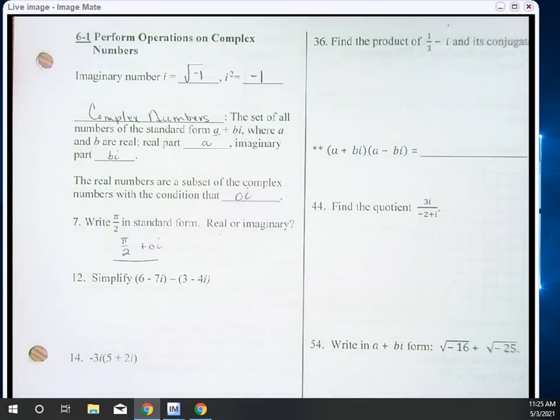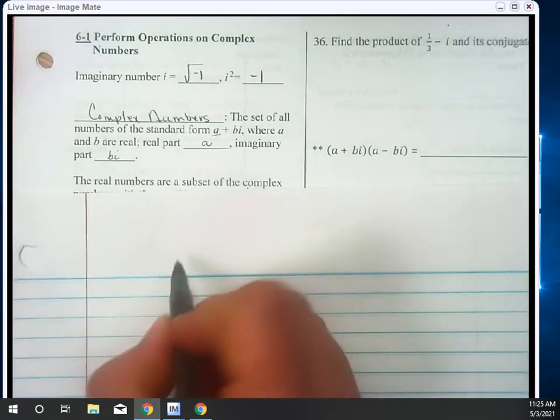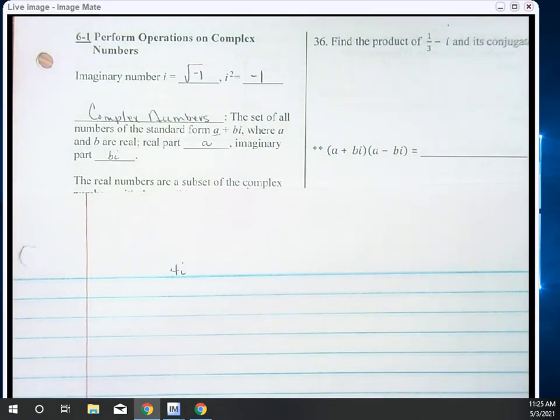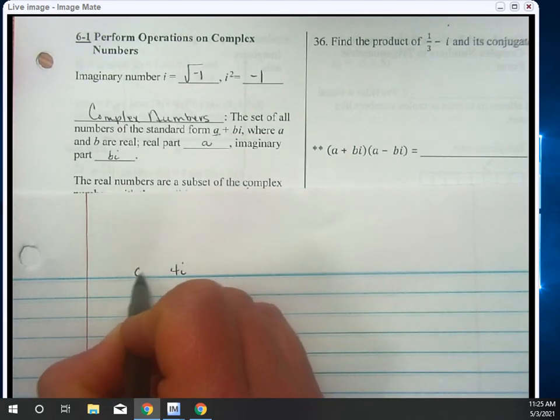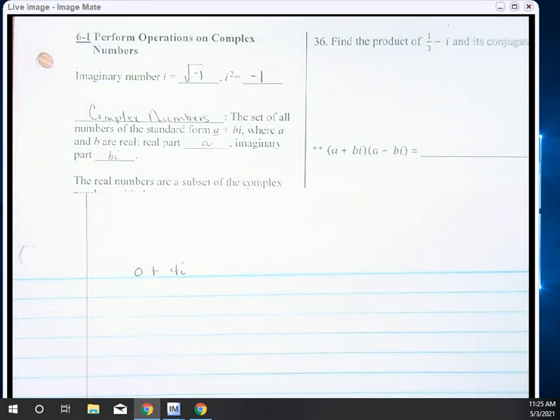What is a pure imaginary number? Not here, but what's a pure imaginary number? Yeah, if there's no real number part and you just have the imaginary part, it's considered a pure imaginary number. Now, what is the real number part? 0 plus the imaginary number part.